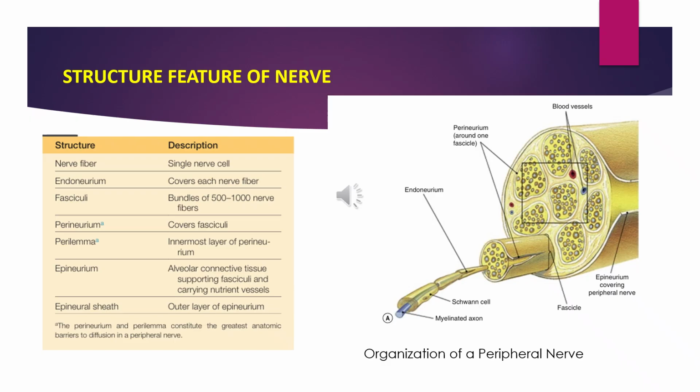And what is the perineurium? It's the covering of the fasciculi. And what is a fasciculus? It is a bundle containing at least 500 to 1000 nerve fibers, and each nerve fiber has its covering, the endoneurium. Then these fasciculi lie within connective tissue, which has the blood vessels, and this connective tissue is known as the epineurium. The outermost layer of the epineurium is a dense thick layer known as the epineurial sheath. This epineurial sheath is not a barrier to diffusion. So the barrier to diffusion is the perilemma.